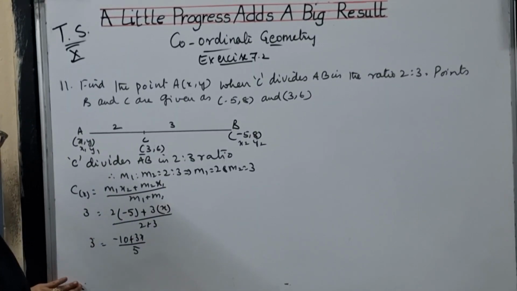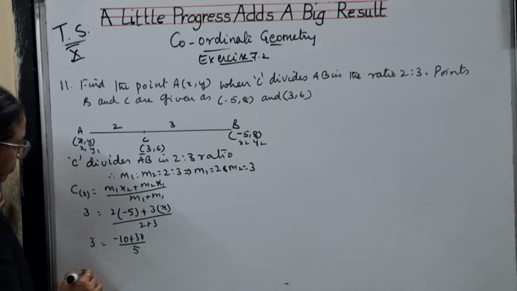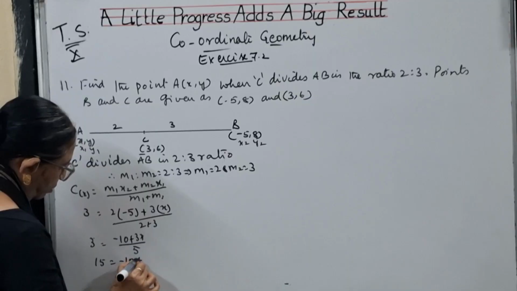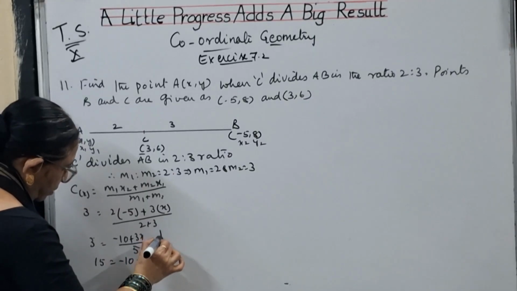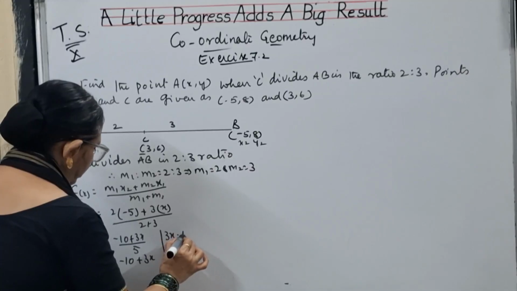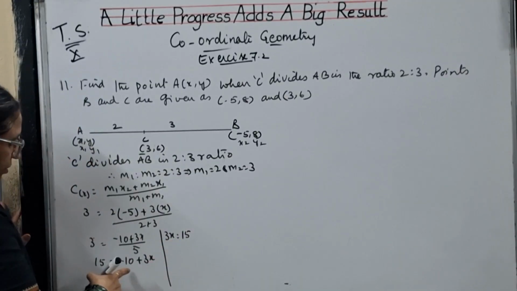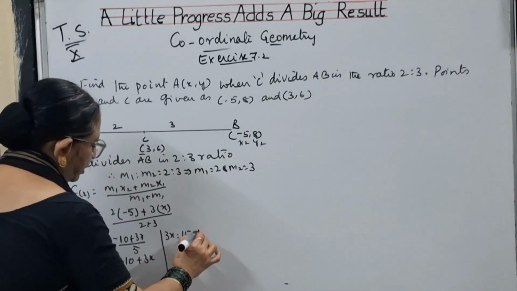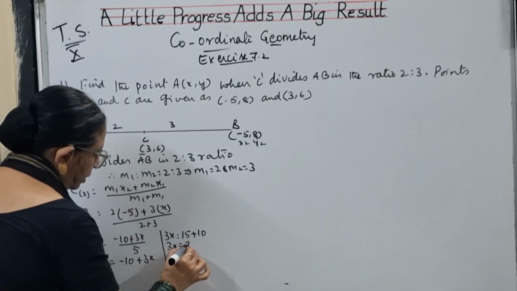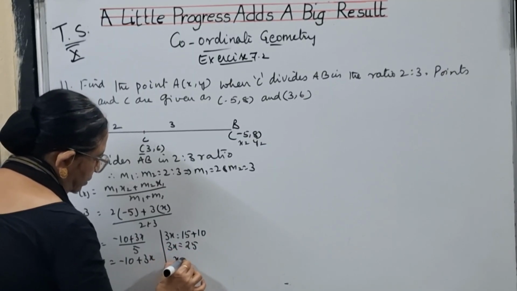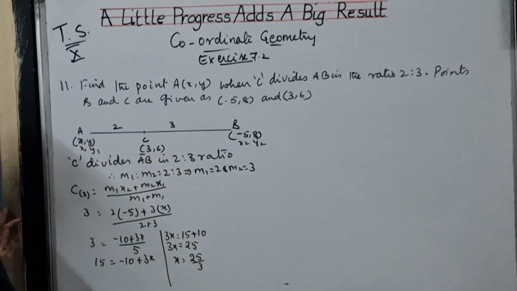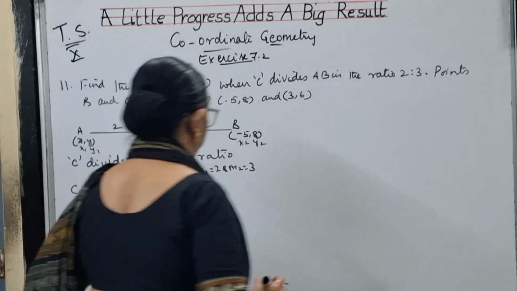So if you do cross multiplication, 15 is equal to minus 10 plus 3x. That means 3x is equal to 15 minus 10, which when it comes here becomes plus 10. That is 3x is equal to 25. So what is x? 25 by 3. You have got x value as 25 by 3.